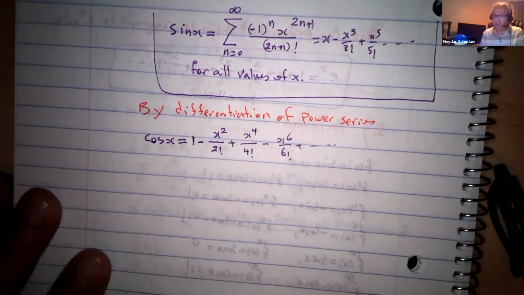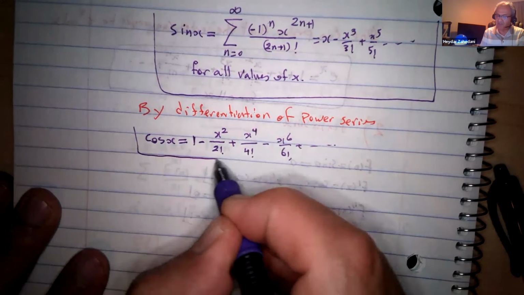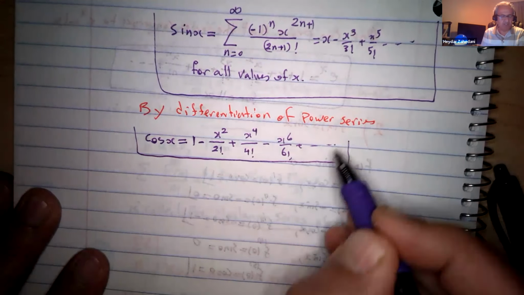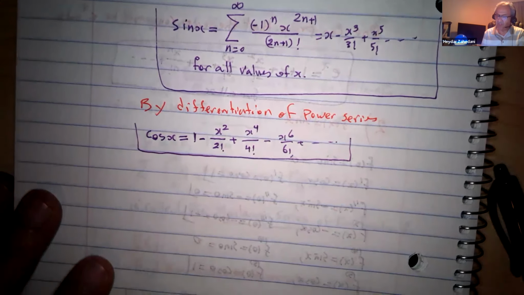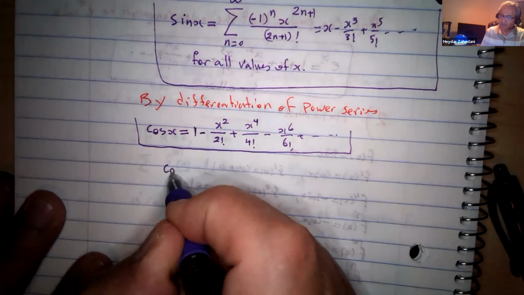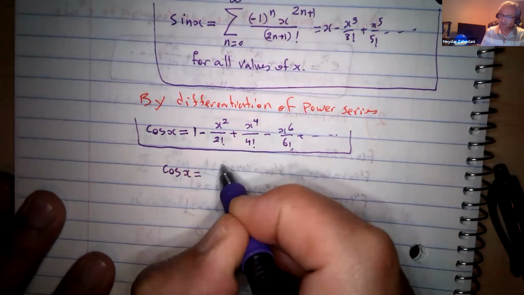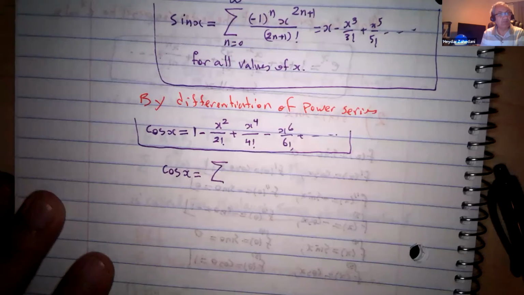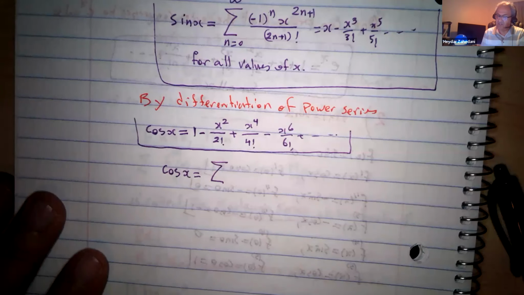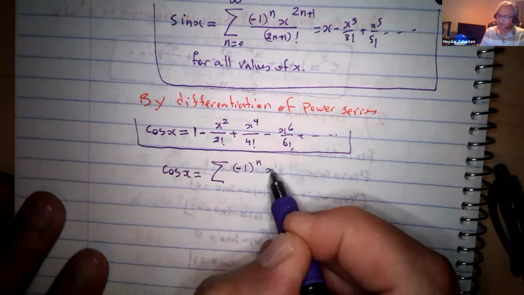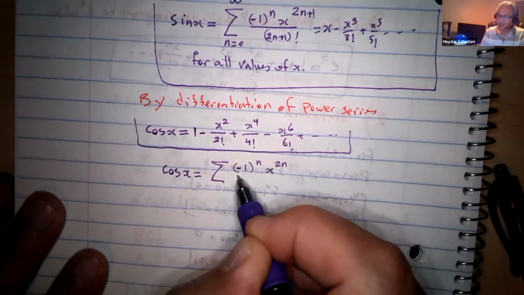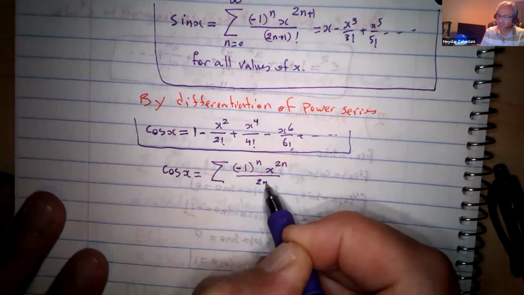So that would be the Taylor series or the Maclaurin series of the cosine. You can write it down in the condensed form if you like. It's going to be useful to know both of them. So it's going to be sigma of negative 1 to the n, again even power, x to the 2n over 2n factorial.